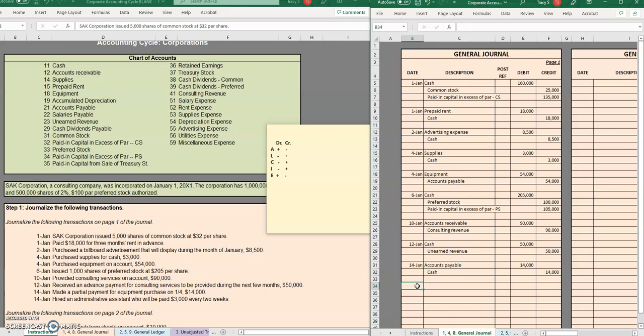All right, and then we have one more on the 14th: hired an administrative assistant who will be paid $3,000 every 2 weeks. Now remember, this is simply an event, right? We hired an administrative assistant. They have not worked for us yet. They haven't incurred any expenses. We didn't pay them in advance. So this one, the second January 14th, does not require a journal entry.